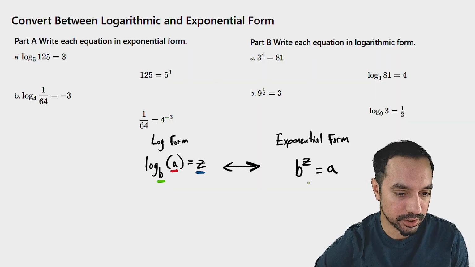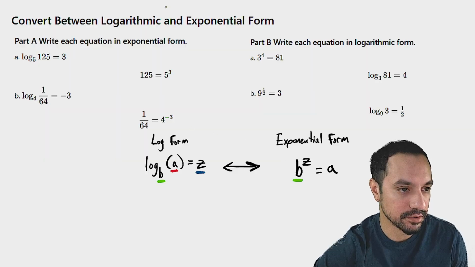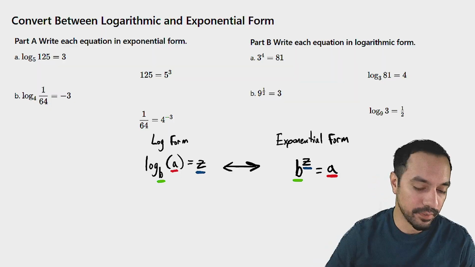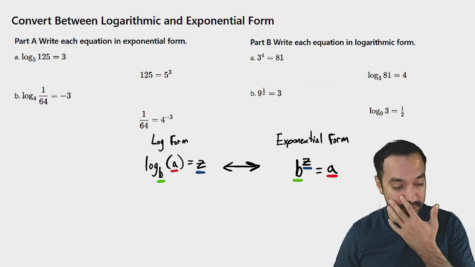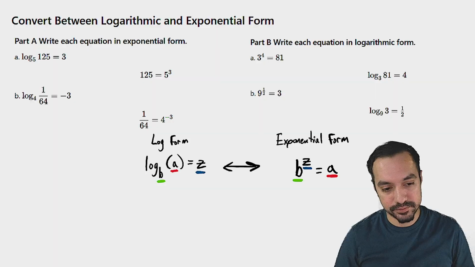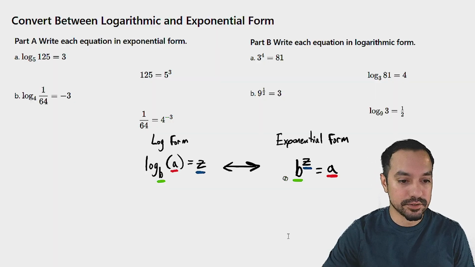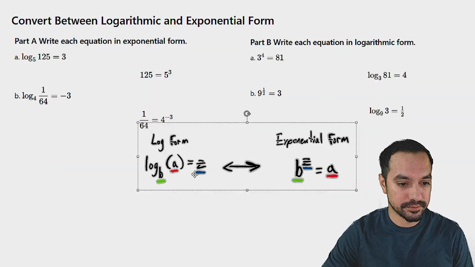Let me go ahead and color code those as well. So there's my green. My red is now switched with where the blue was. So my trick is just basically to always start with the base and then swap the blue and red. Let's go ahead and give this a try with some examples here.